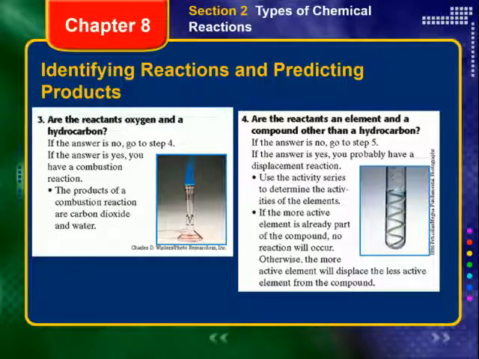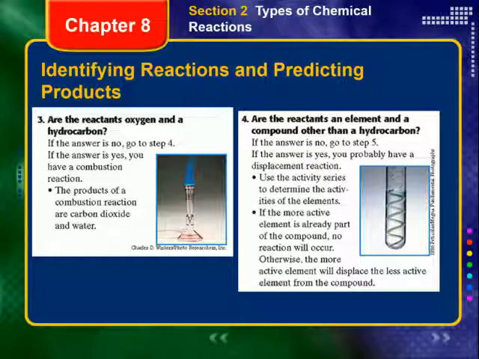So number 3, are the reactants oxygen and a hydrocarbon? I hope that reminds you of combustion. If not, go to step 4. But if the answer is yes, you have a combustion reaction. The products of a combustion reaction with a hydrocarbon are going to be carbon dioxide and water. Are the reactants an element and a compound other than a hydrocarbon? If yes, you probably have a displacement reaction. So an element and a binary compound, you probably have a displacement reaction.